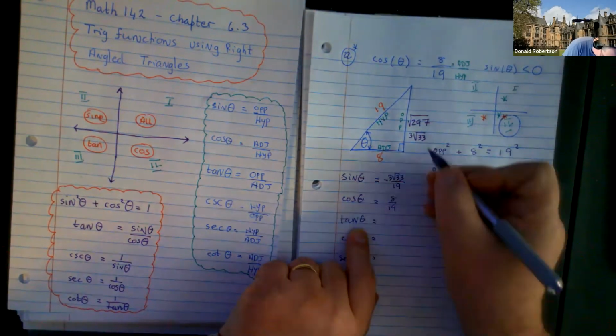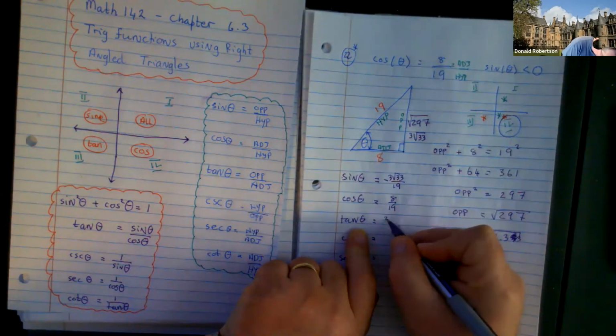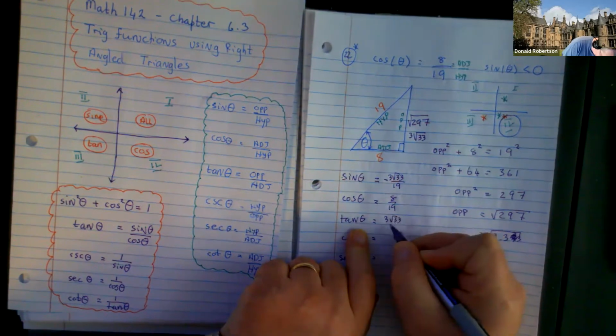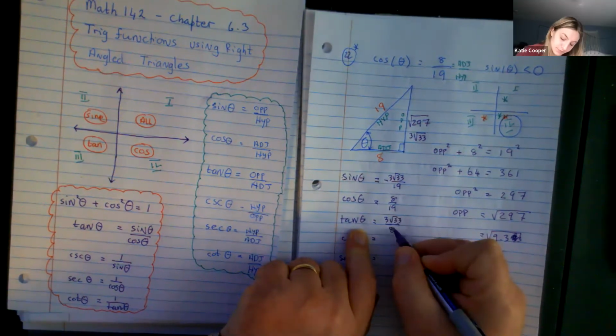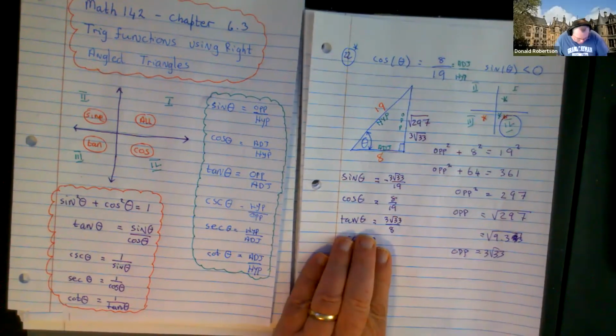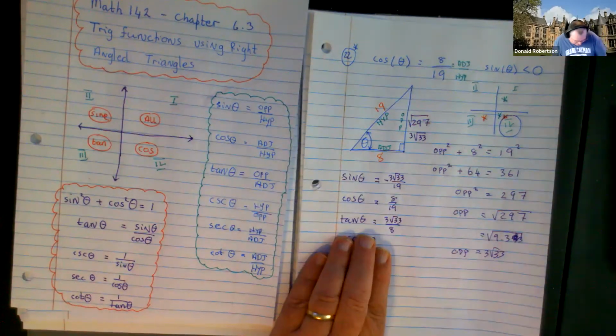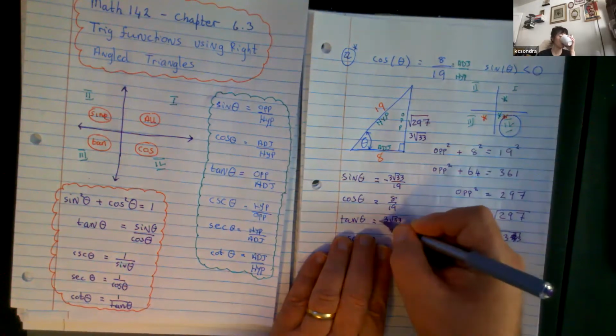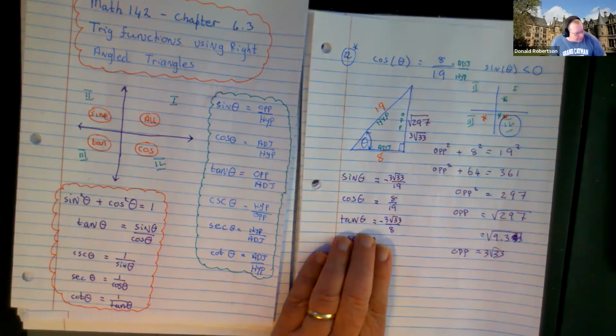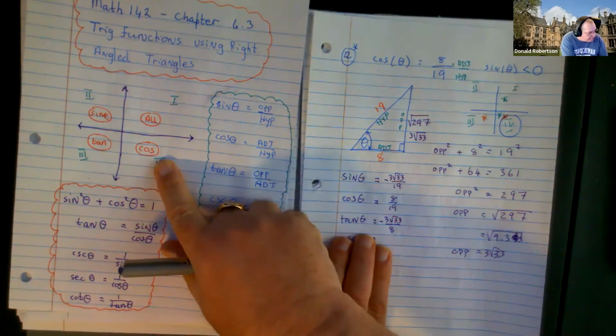The tangent is opposite over adjacent. Is the tangent positive or negative? This one's probably a better one to look at. Is the tangent positive or negative in the 4th quadrant? Negative. Are we all comfortable about how we know that? All right. 4th quadrant, cosine is positive, the rest are negative.